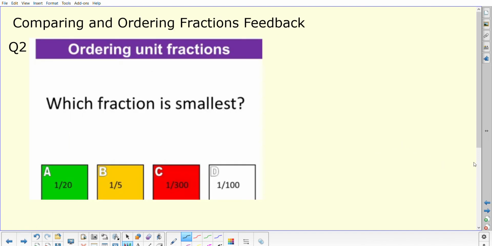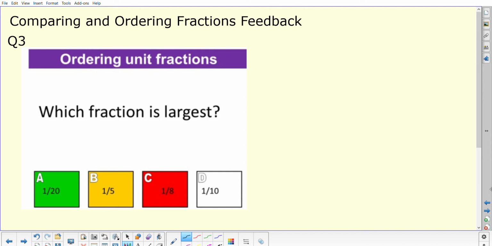For question 2, you were then looking at which was the smallest fraction, and if you were paying attention to what I've just said, you'd be looking for the biggest number on the bottom to indicate the smallest fraction. So in that one, that should have been 1 over 300, and hopefully you're not just guessing.